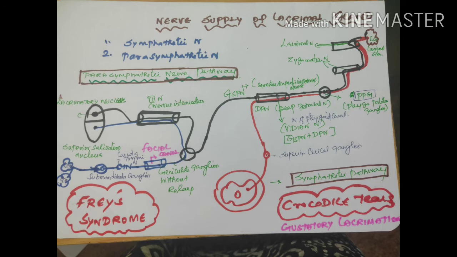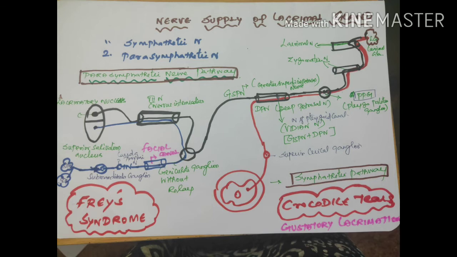It is the sensory part of the facial nerve, and it enters into the geniculate ganglion. At the geniculate ganglion, without relay, that is, there is no synapse, it passes through the greater superficial petrosal nerve. At this point, it is going to be joined by the sympathetic nerve that arises from the spinal cord. The sympathetic nerve arises from the spinal cord and reaches the superior cervical ganglion. At that time, the postganglionic fibers arise as the deep petrosal nerve.